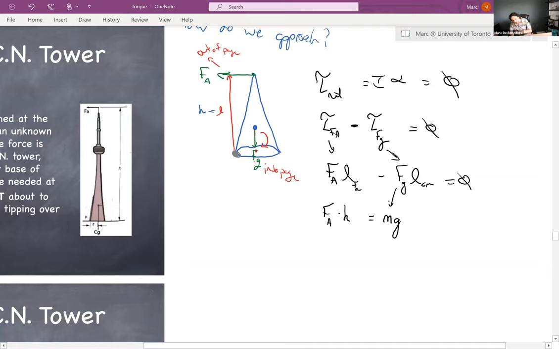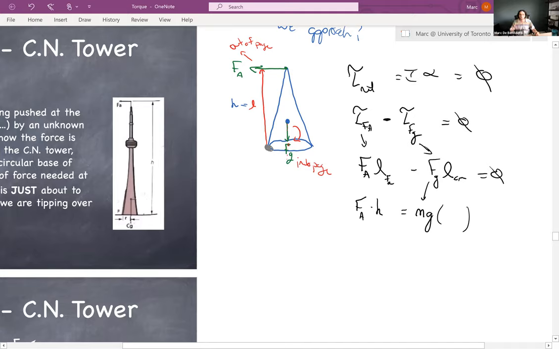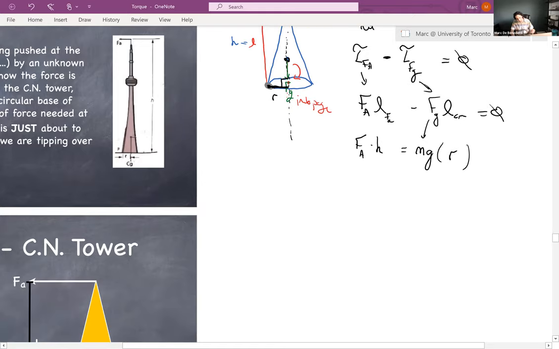And the force of gravity is mg. Now, what's the lever arm for the force of gravity? Well, this is the whole point of having a center of mass. I know that the mass is distributed kind of everywhere, but the whole point of a center of mass is you can think of the force on all of the particles as acting at the center of mass. So the center of mass is right here, and the black dotted line is the line of action of the force of gravity, and I have to connect the pivot point to the line of action such that they intersect at a 90 degree angle. You can see from the diagram that that distance is simply the radius r. So here you can see that the force required to tip over the CN Tower is mg times the radius over the height.